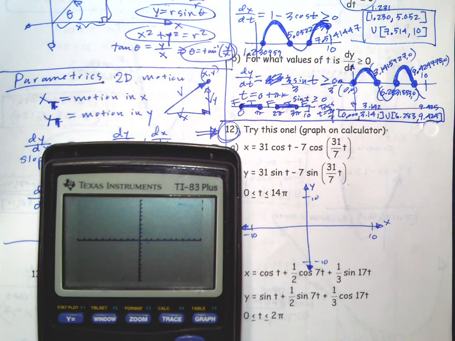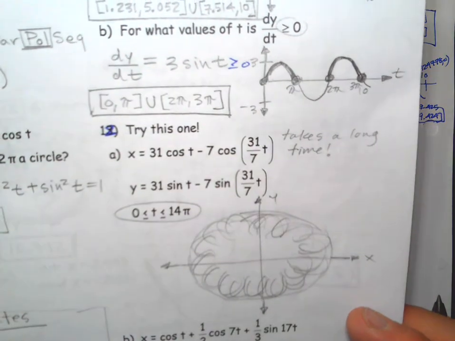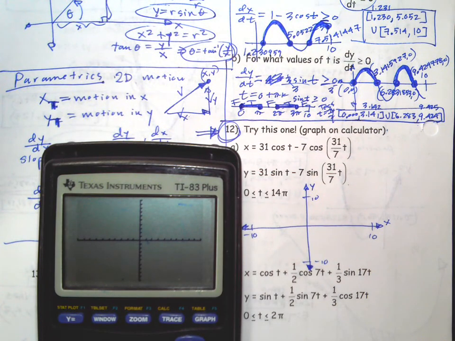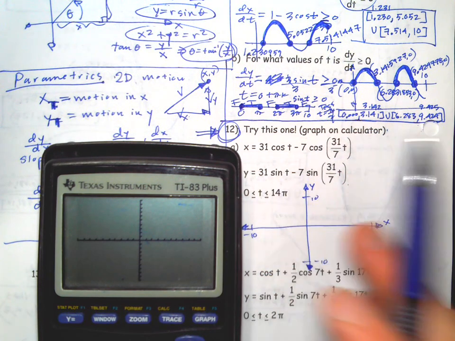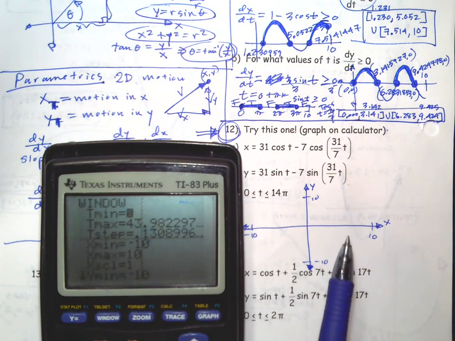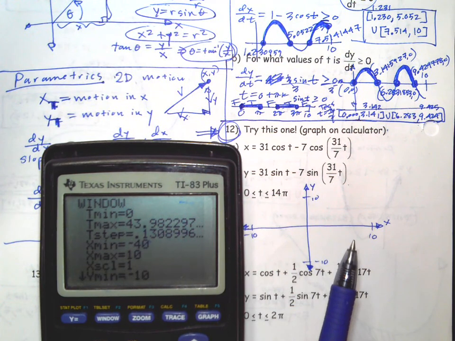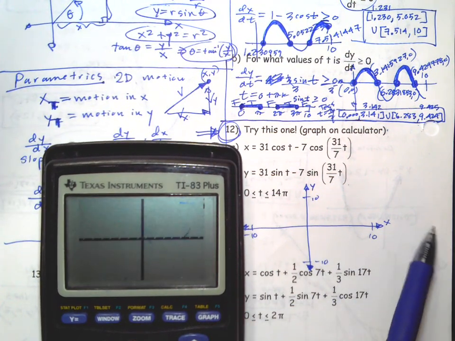Well, anyways, this was my rough sketch of it. I know that takes a long time. So this is done. I guess these are pretty big values. 31 cosine would be like 31. So maybe the window needs to be like -40 to 40, -40 to 40. We could try that. Oh, there we go.